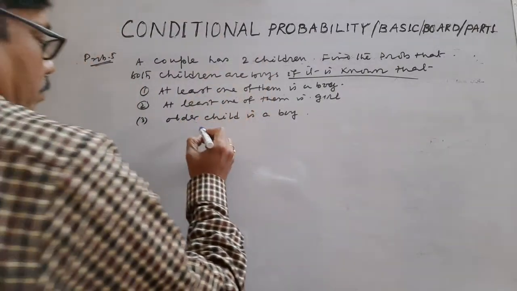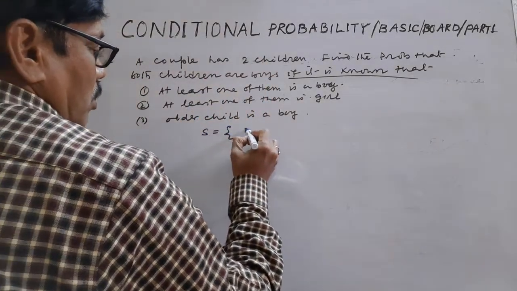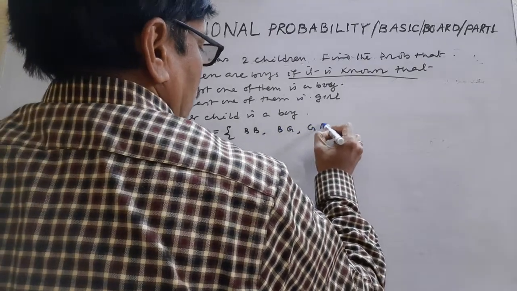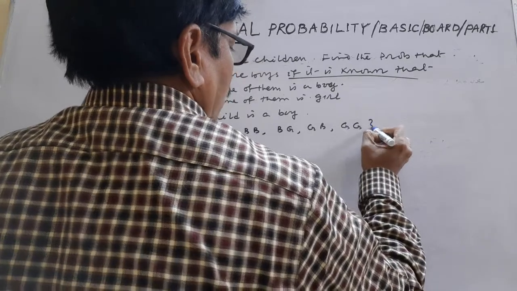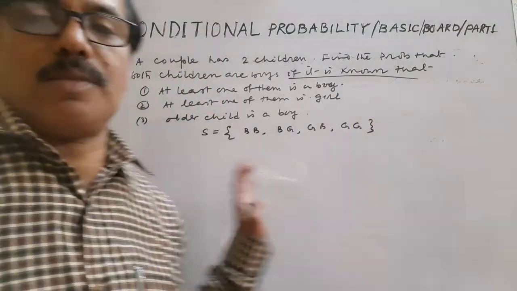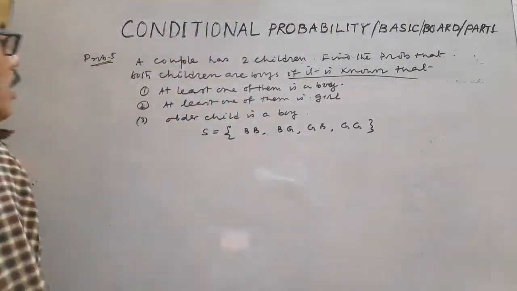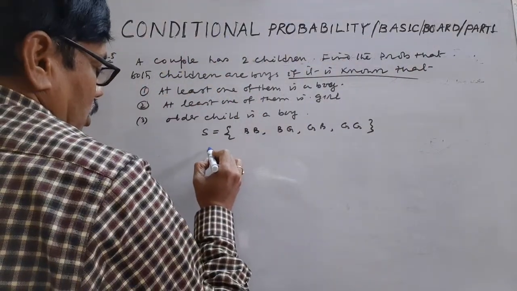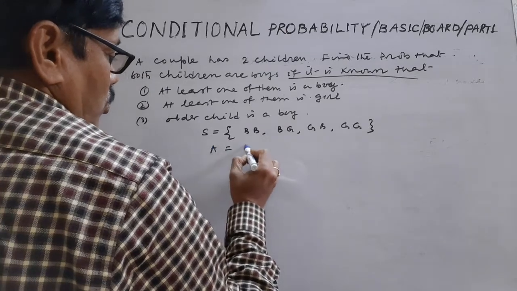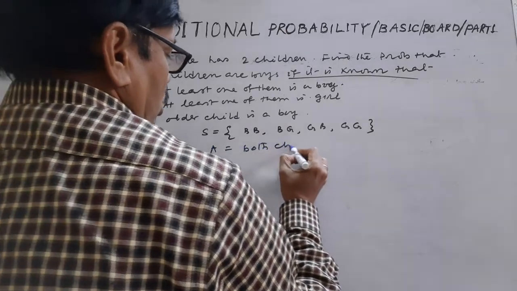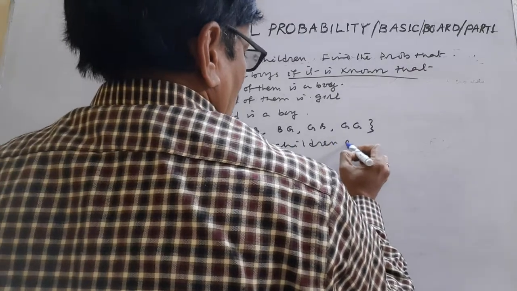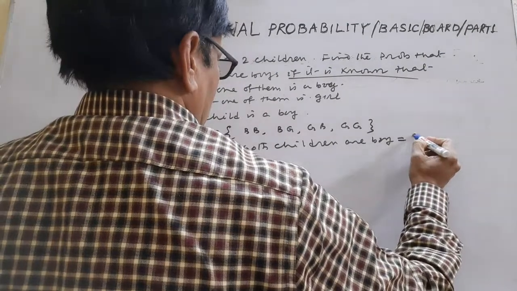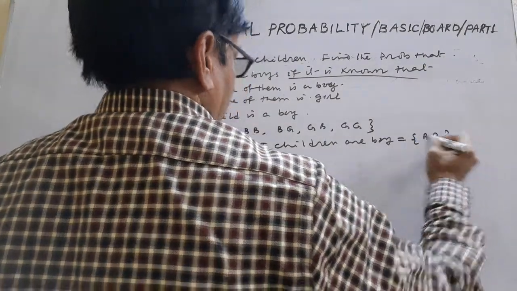So 2 children. So what is the sample space? Both are boys, boy-girl, girl-boy, both are girls. So this is our sample space. Now find the probability that both children are boys. So A equals both children are boys. So it is BB only.